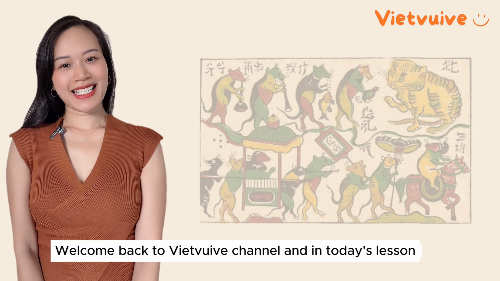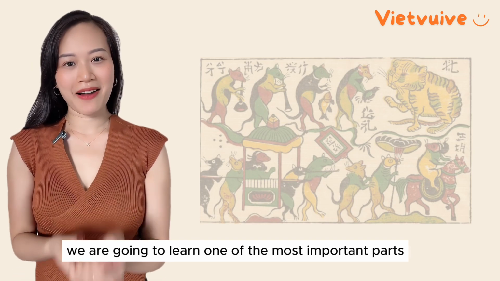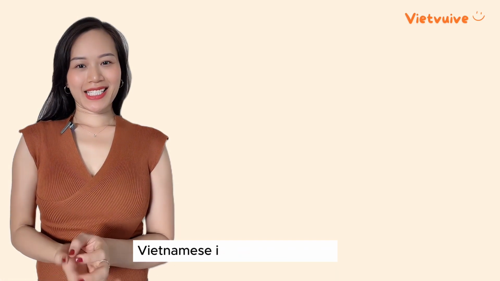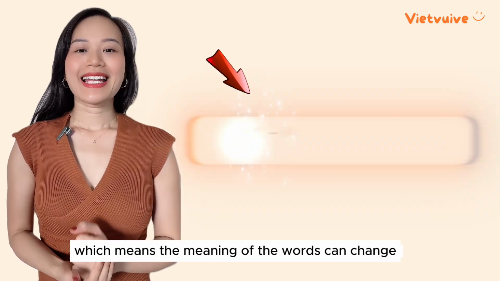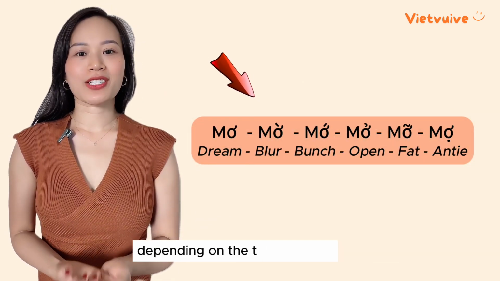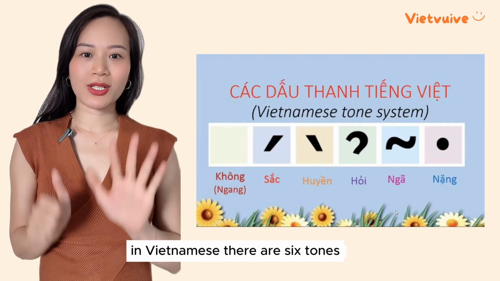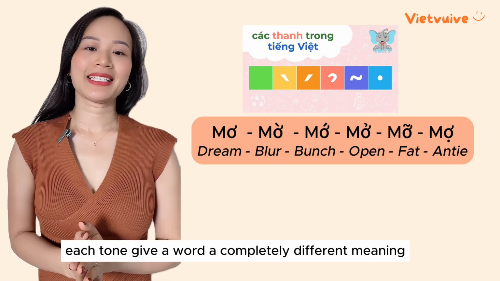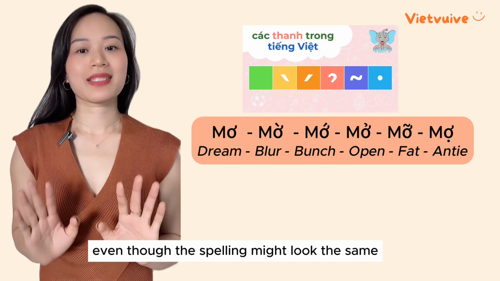And in today's lesson, we are going to learn one of the most important parts of the Vietnamese language: tone. Vietnamese is a tonal language, which means the meaning of a word can change depending on the tone you use. In Vietnamese, there are 6 tones. Each tone gives a word a completely different meaning, even though the spelling might look the same.